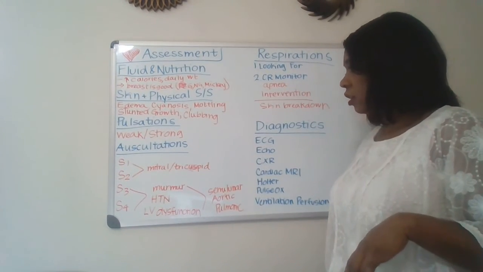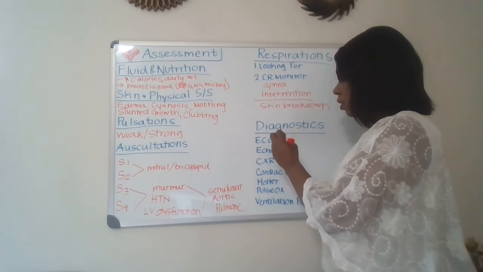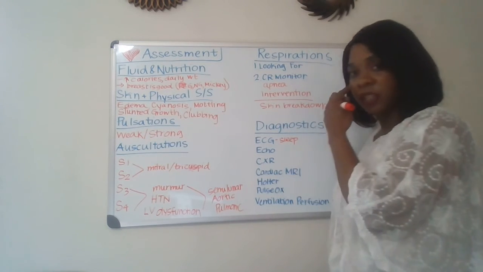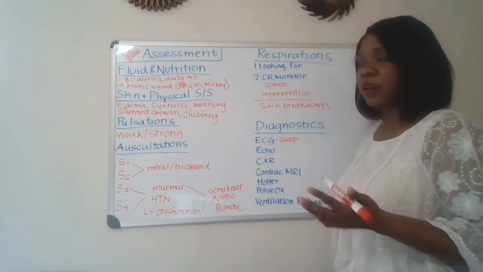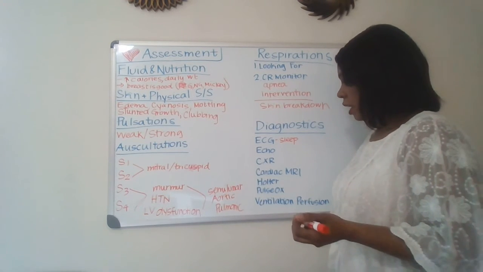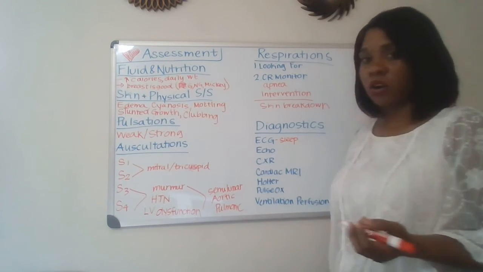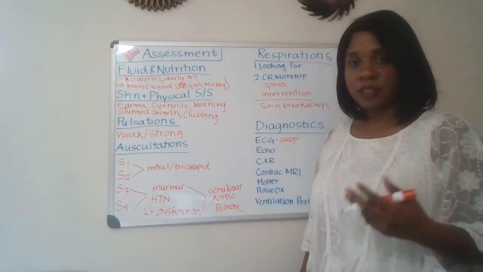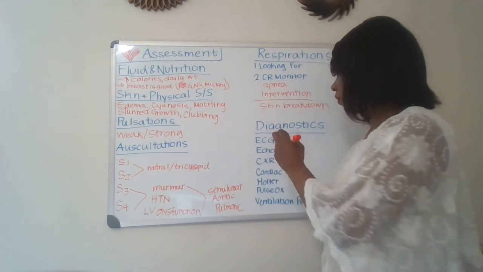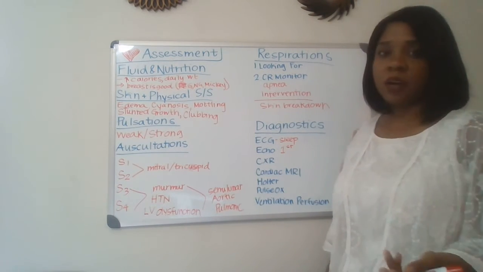For an ECG, it is preferable that you do it when the child is sleeping, because it monitors heart function, and you can get a more accurate read if the child is lying down and asleep. An echo is an ultrasound that they can use to see the heart. This is the first thing that they're going to use initially to assess heart function.